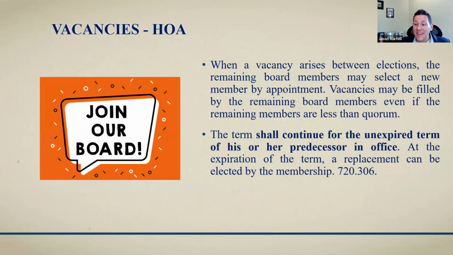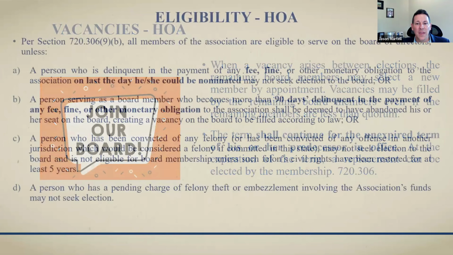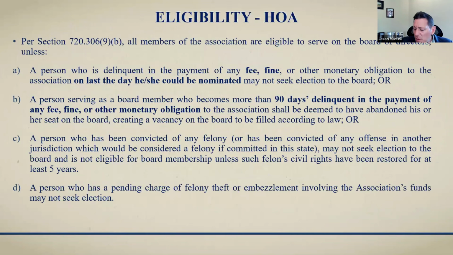When a vacancy arises, again, same as we talked about for the condominium folks, and you can see once again that it says HOAs in the header here, and we'll emphasize when there are similarities and differences. Again, the remaining board members can appoint the replacement member by a majority vote if there's a vacancy on the board. All right. Eligibility is pretty similar for HOAs as it is for condos, so a couple of different additional sections in the HOA statute that I'll point out.